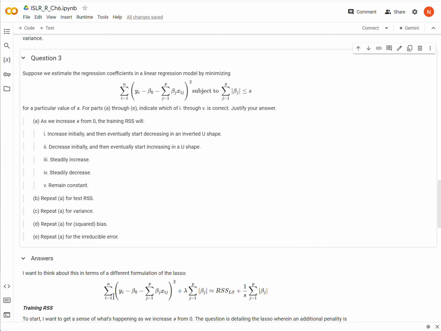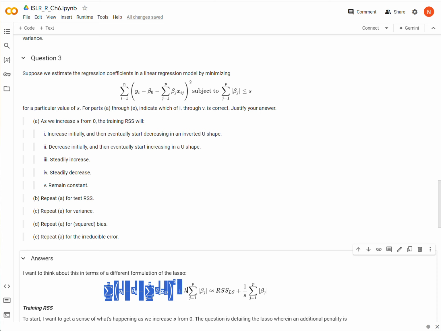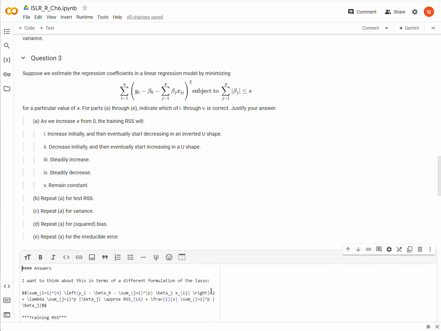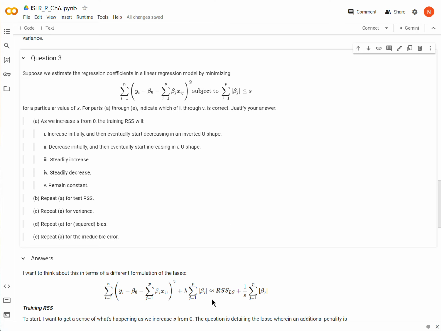You might be more familiar with it in this form down here, where one part is the residual sum of squares given by least squares, and then this penalty term here. Notice that I'm saying these are approximately equal because lambda is not necessarily equal to 1 over s. That's a bit of an abstraction, but it's like 1 over s, and we'll see that in a little bit.